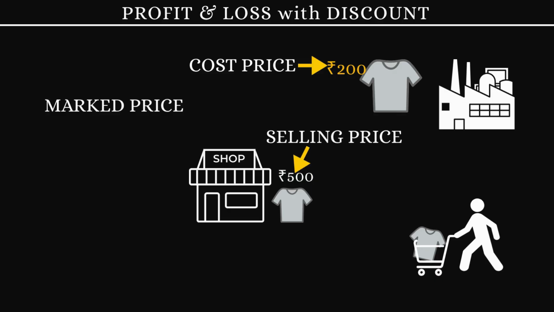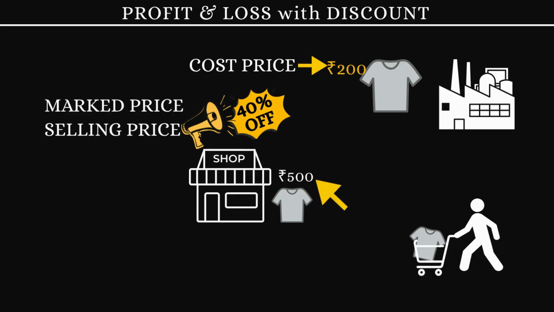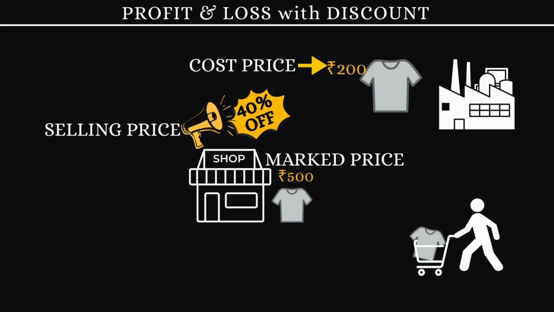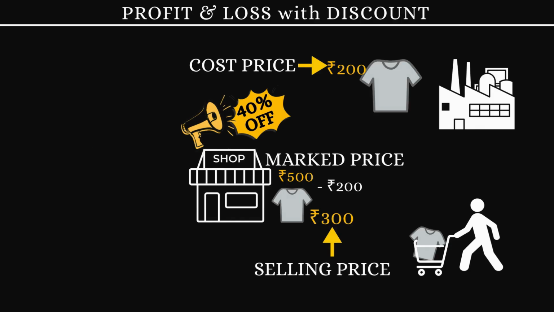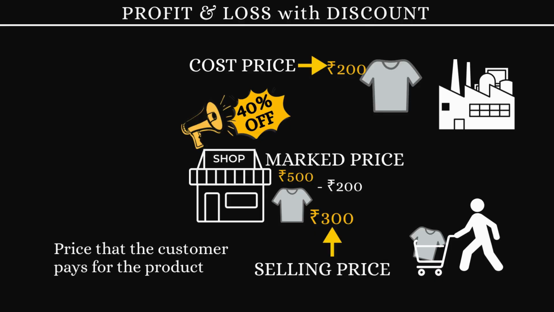But if for some reason the t-shirts are not sold and the shopkeeper decides to give a discount of 40%, then this 500 rupees will become the marked price, and after reducing this 40%, which is 200 rupees, the t-shirt will be sold for rupees 300. This becomes the selling price. So ultimately, the price which the customer pays for the product is the selling price.